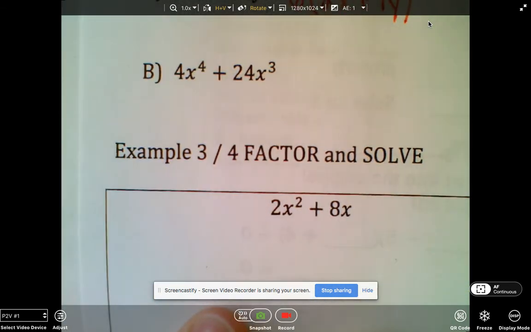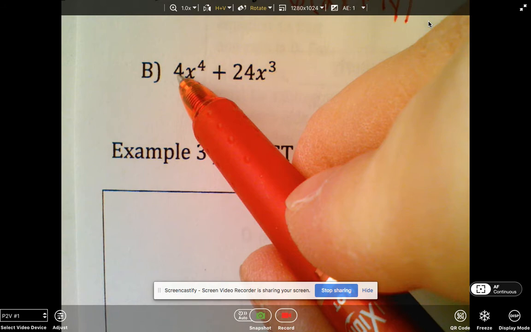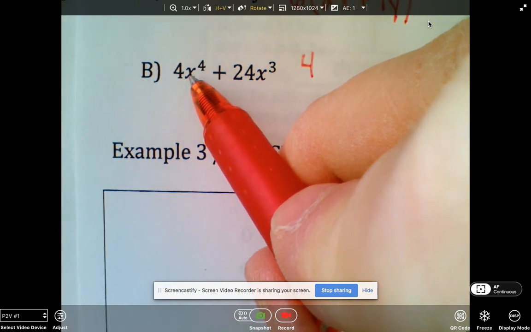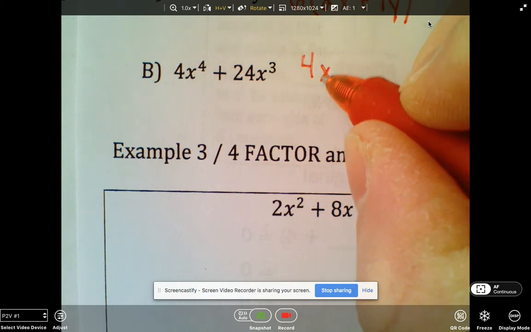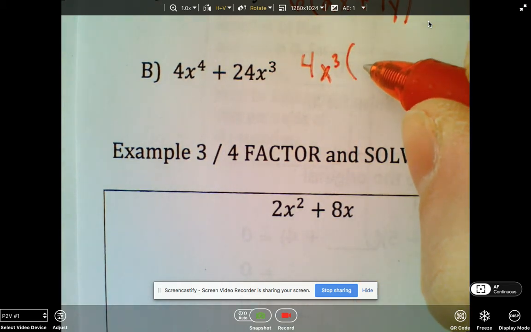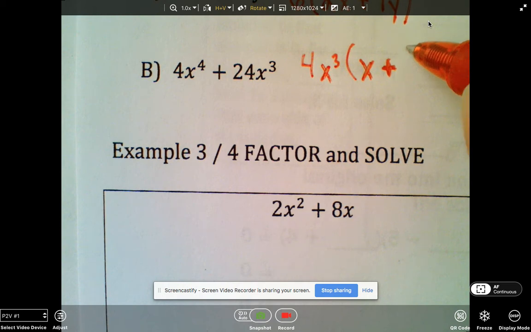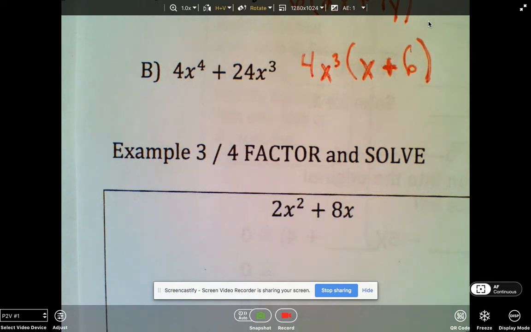Sometimes you can not only factor the coefficients, but you can factor the variables too. So let's start with the coefficients. What number goes into 4 and 24? 4. And then let's look at what's a common factor. What's in common between x to the 4th and x to the 3rd? Yeah, you could actually pull out an x to the 3rd. So this would be x, and then plus 4 times what is 24? 6. And then we don't need the x cubed because it's right there. Okay, so those are some examples. We'll turn off the video now and try to factor and solve.